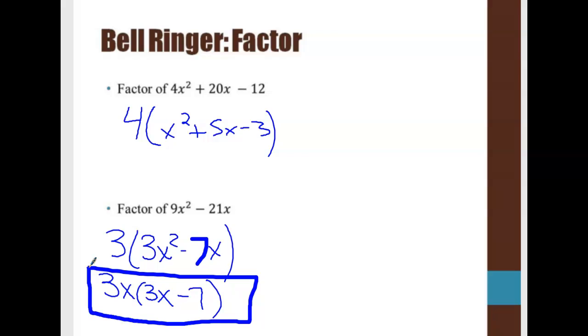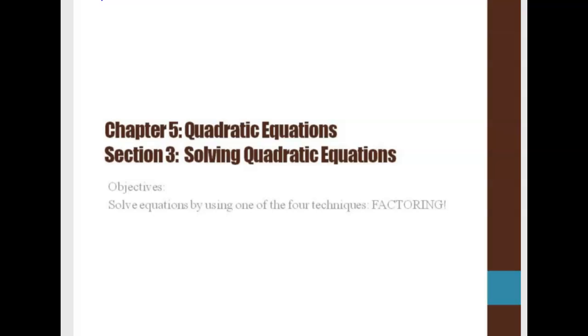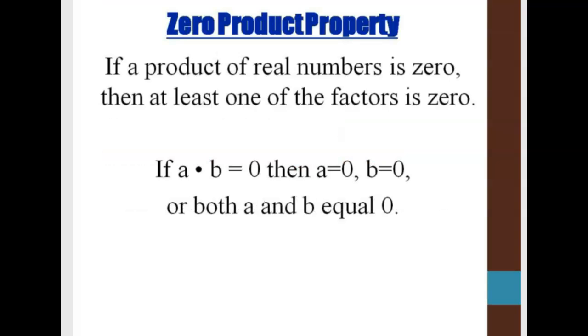So we're going to talk about something called the zero product property. The zero product property says that if you multiply two products together and they're equal to 0, then each of those products can also be equal to 0. So if A times B equals 0, then A equals 0, B equals 0, or both A and B equal 0. Again, the zero product property says that if you have two factors being multiplied together, then A could be 0, B could be 0, or both A and B can be 0.